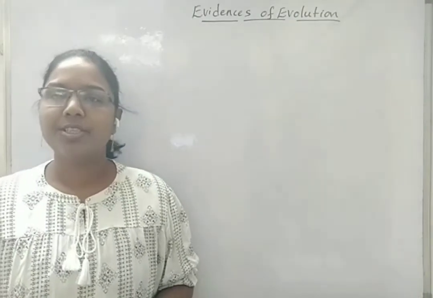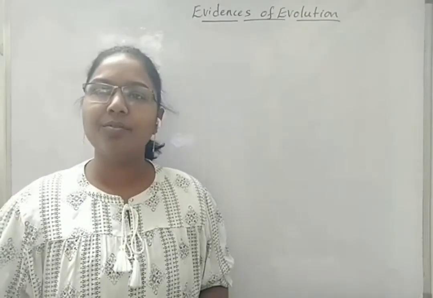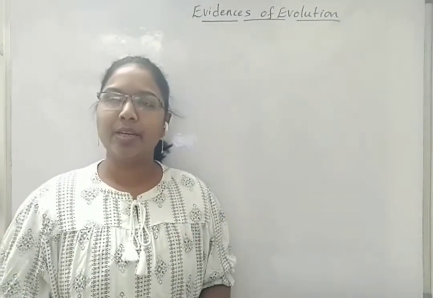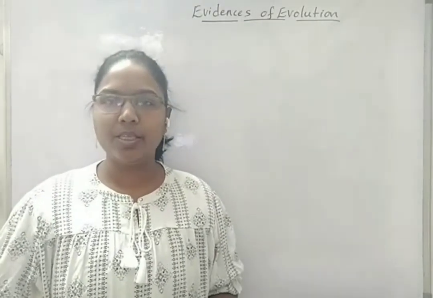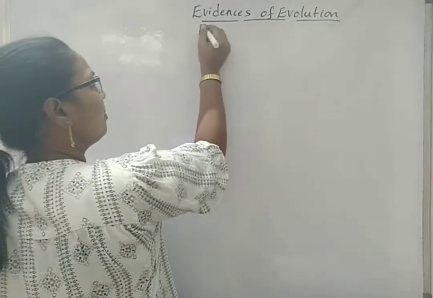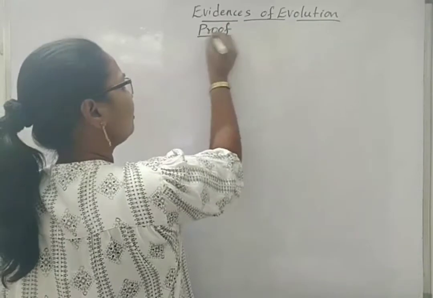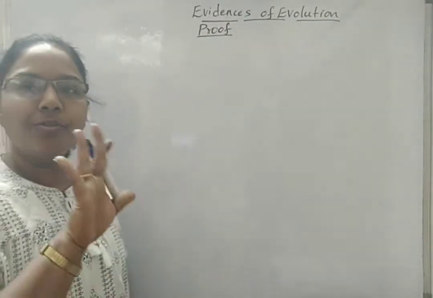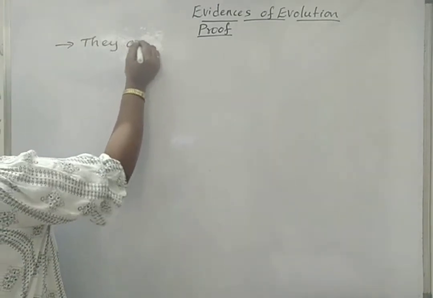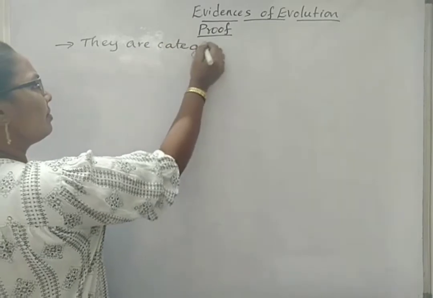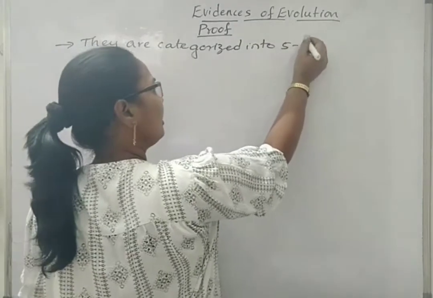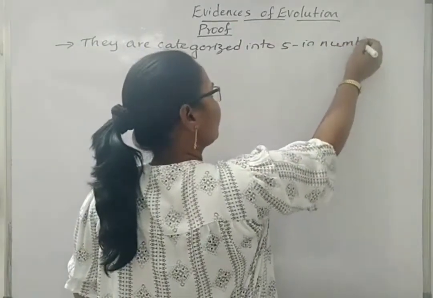Hello students, now we will start with a new topic, that is evidences of evolution. Evidences of evolution means the proofs that are provided to explain how evolution has happened. Evidences of evolution, or proofs of evolution, are categorized into 5 in number. What are those?